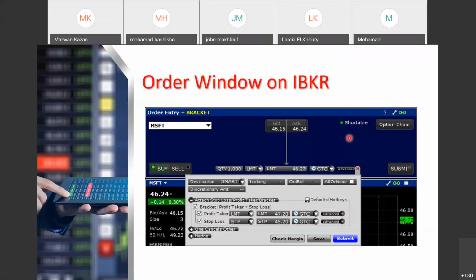Something here is also very important. This shortable indicator over here, if it's colored green, then you can short this stock. If it's not lit, you can't short.